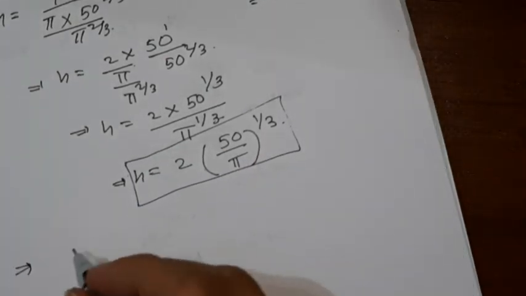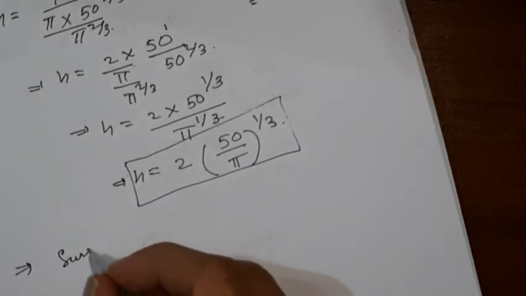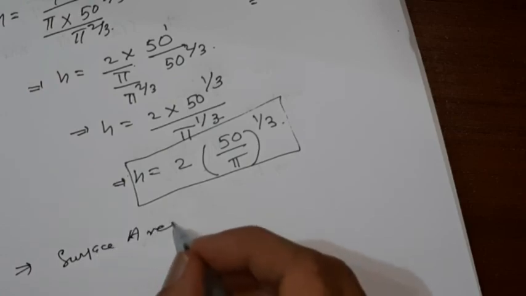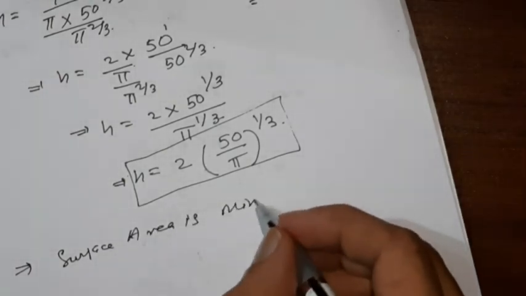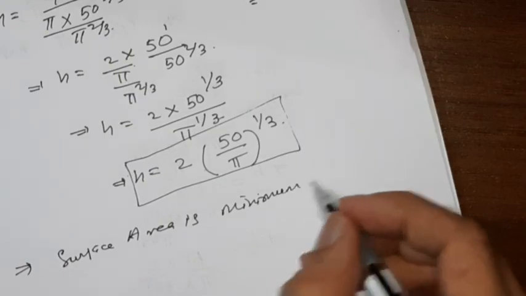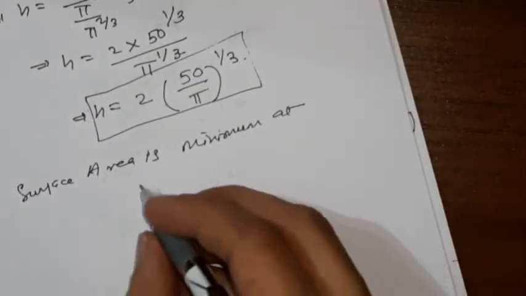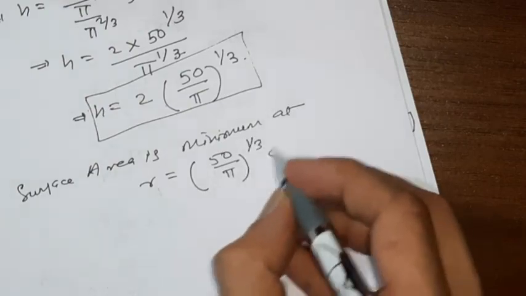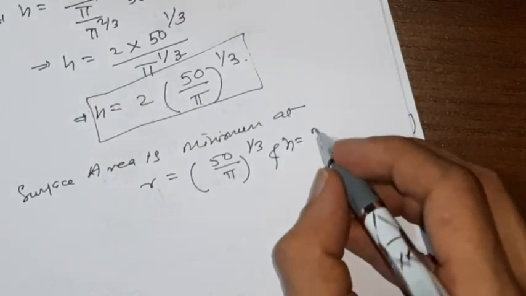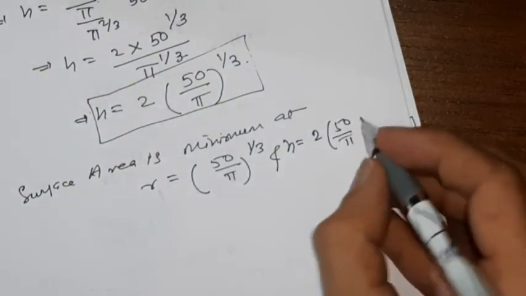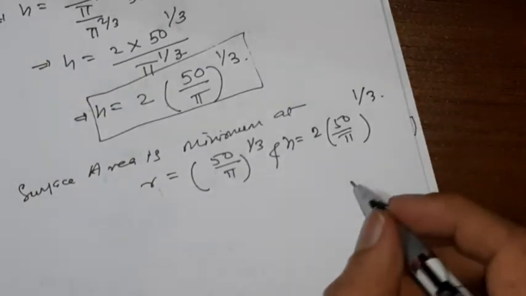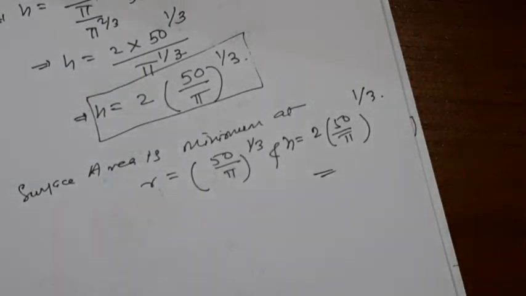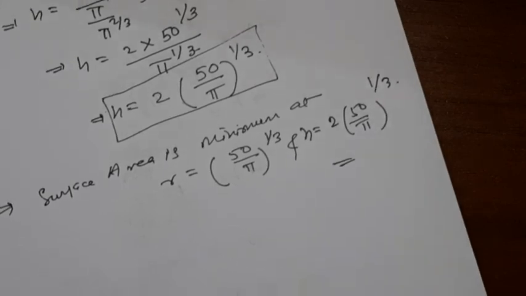So that implies the surface area is minimum at r equal to 50 by pi raised to 1 by 3 and h equal to 2 times 50 by pi raised to 1 by 3. So that is the solution of the 21st problem.